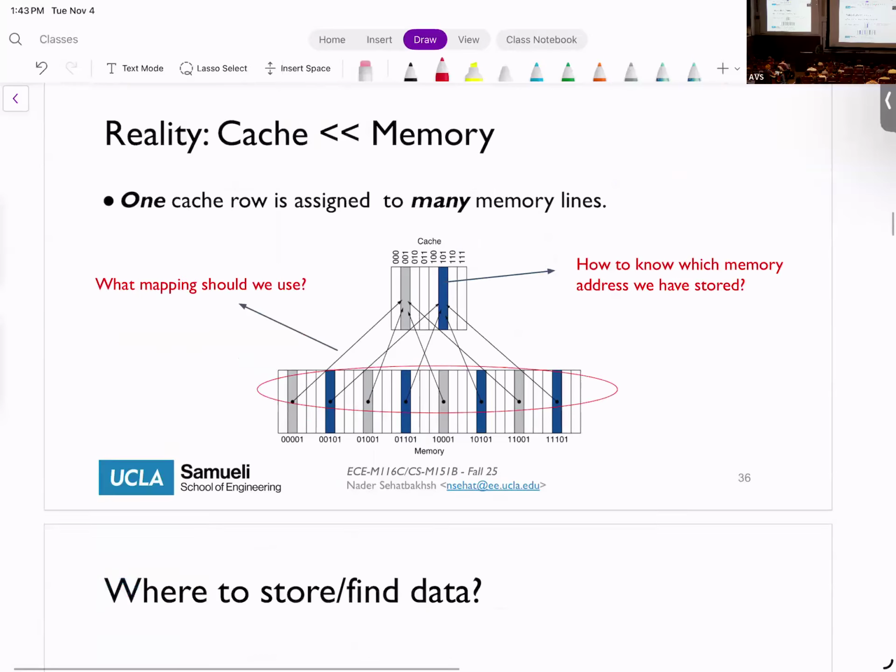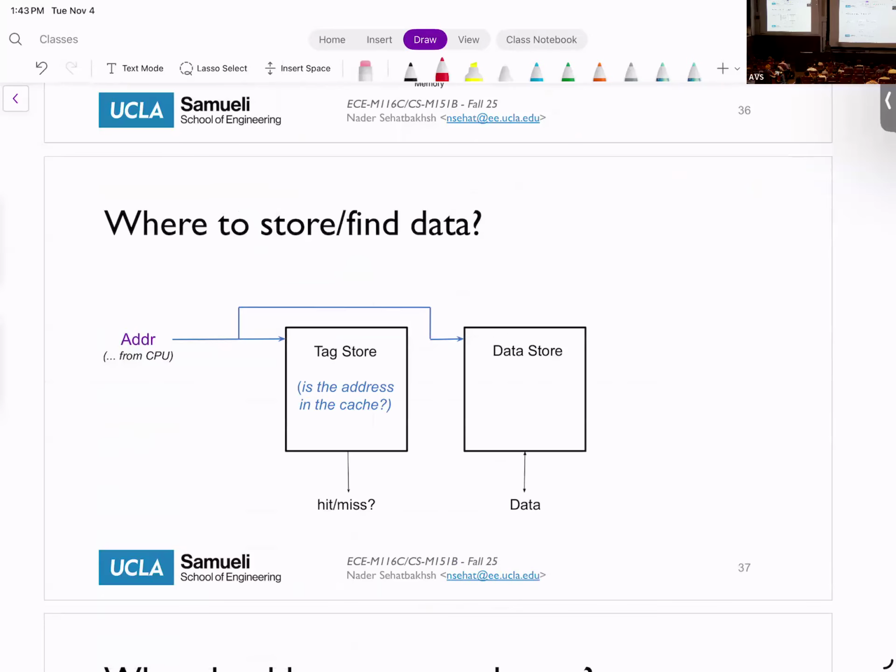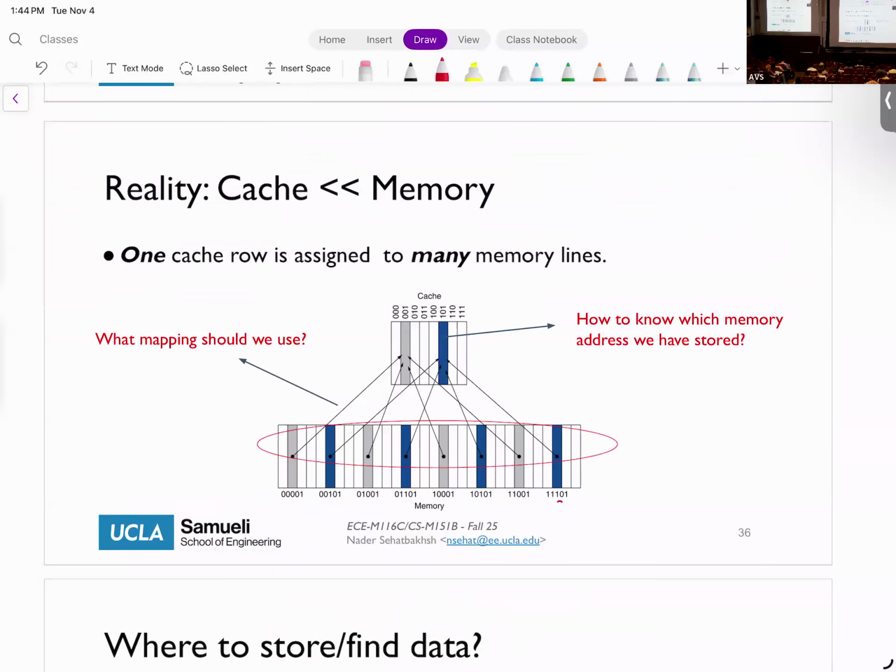To fix that issue, I'm going to use a tag, similar to the way we use tags for the BTB. I need to also store the tag, which essentially says: is it this one, is it this one, is it this one, or is it this one? What do I store for the tag? I can store the entire address as the tag, right? So essentially I can store 11101 as the tag. If the tag is this, then I compare the address and say, oh, this tag doesn't match my 10101 address. As a result, this is a cache miss, right?